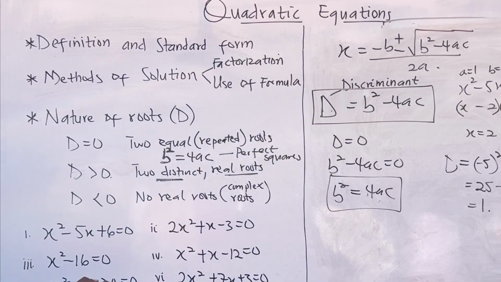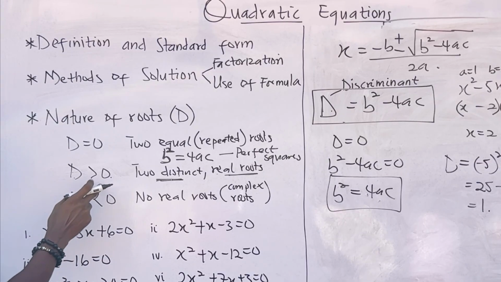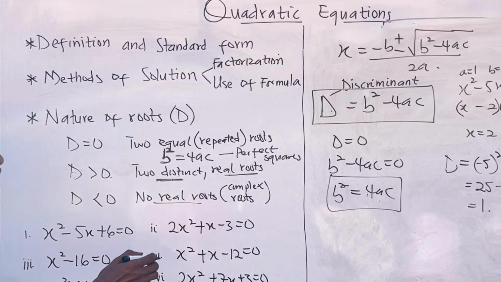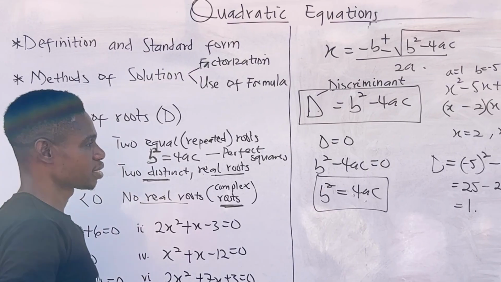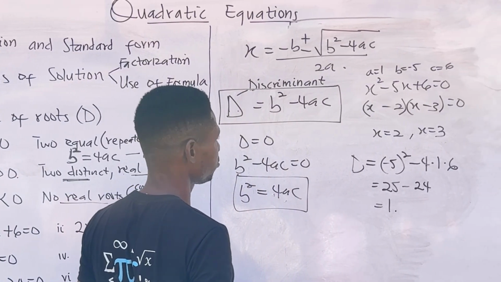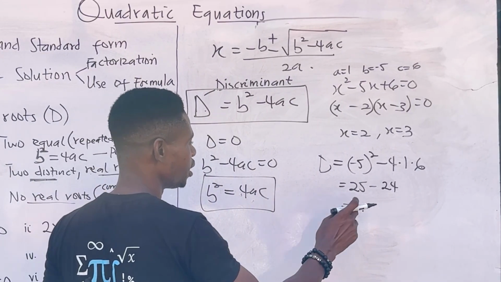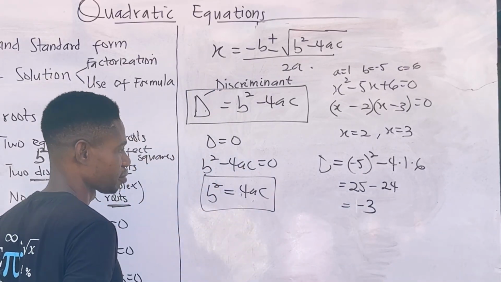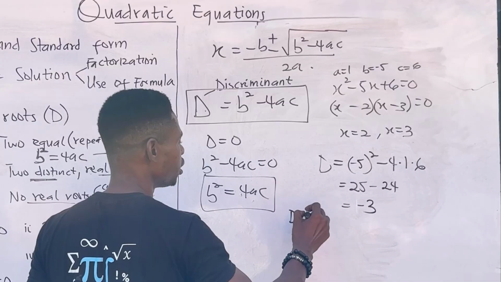So that's it. And another condition, if d is less than 0, you are not going to have any real roots. So you have no real roots, complex roots. Now imagine that your d is, let's say, minus 3. Imagine that your d is minus 3.